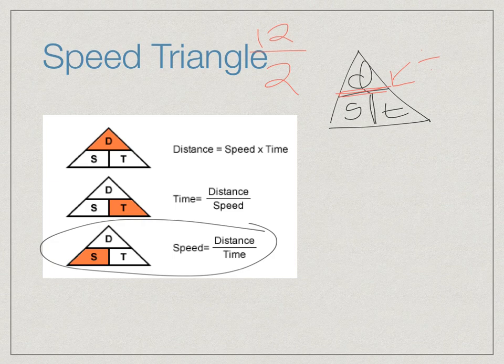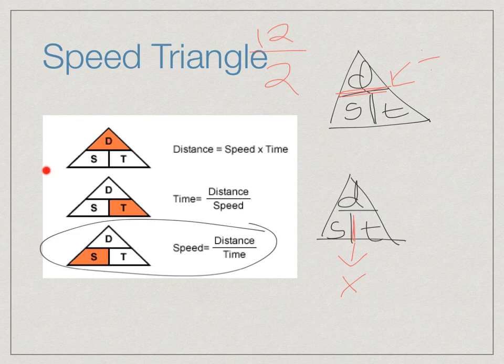All right, what if I was missing the distance? Well, since distance is on the top and then we have speed and time, I like to think of this line right here as a multiplication symbol. So that means if I'm missing the distance, I need to do speed times time in order to find out that distance. So this triangle is going to help you so much because everything is right here.